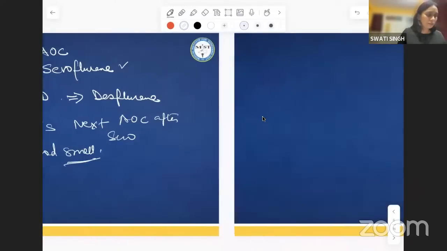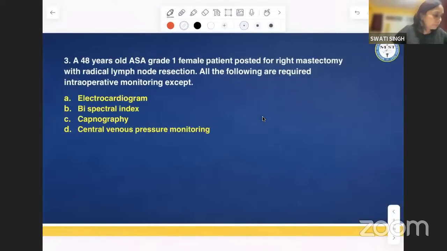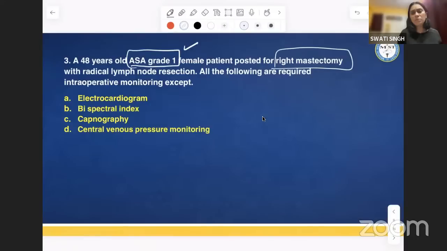Now coming on to the next question. A 48-year-old ASA grade 1 female patient posted for a right mastectomy with radical lymph node resection. All of the following are required intraoperative monitoring except. So the patient is ASA grade 1. This is what we have to pick. And the surgery is right mastectomy, which is a low risk surgery. Even if it was a medium risk surgery and the patient is ASA grade 1, we don't need any special monitoring. What we do is basic monitoring.